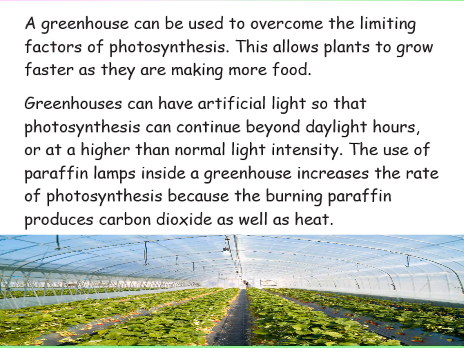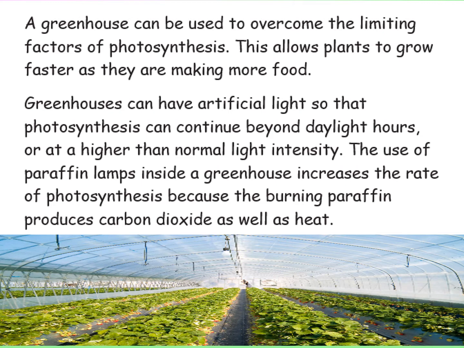So a greenhouse can be used to overcome the limiting factors of photosynthesis. This allows plants to grow faster as they're making more food. Greenhouses have artificial light so that photosynthesis can continue beyond daylight hours or at a higher than normal light intensity. The use of paraffin lamps in the greenhouse increases the rate of photosynthesis because burning paraffin produces carbon dioxide as well.